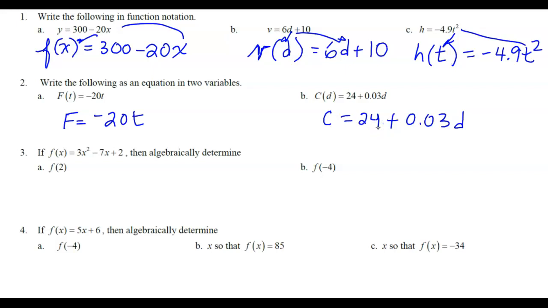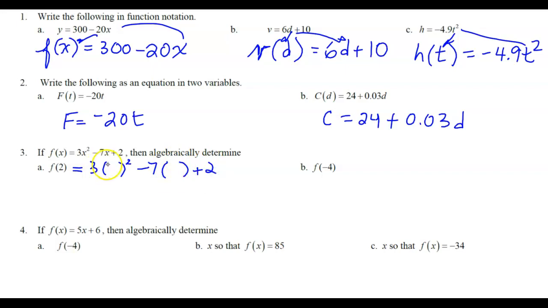In question 3, that's where this notation becomes useful. No words needed. In A, it says algebraically determine f of 2. That means find the value when x equals 2. You don't have to write that out in words. All I do is go, okay, that's equal to 3, and everywhere there's an x, I'm going to put 2.